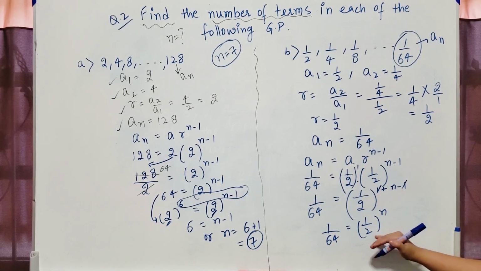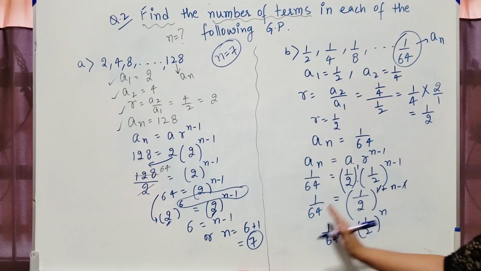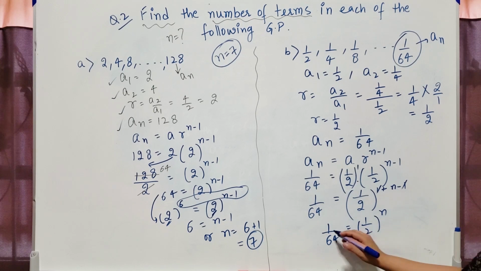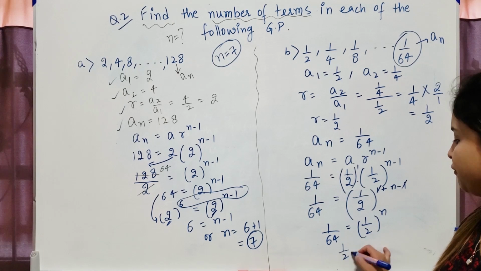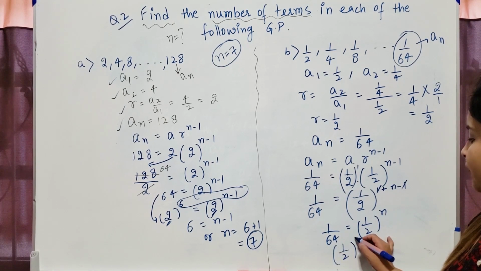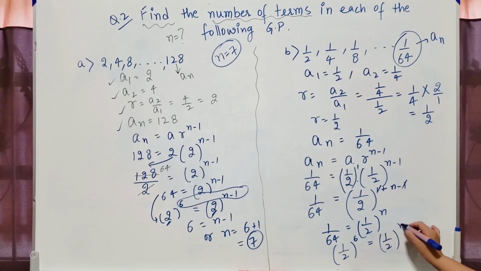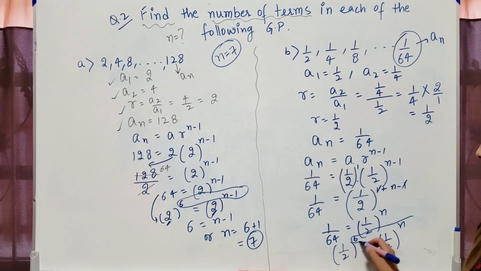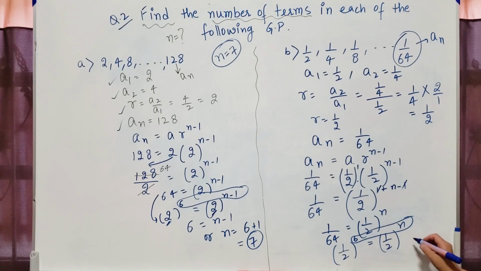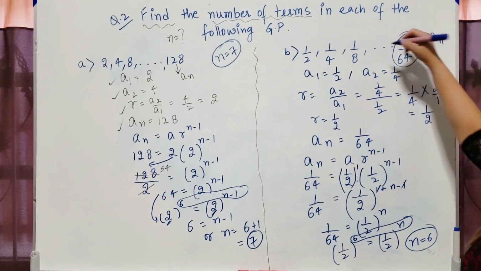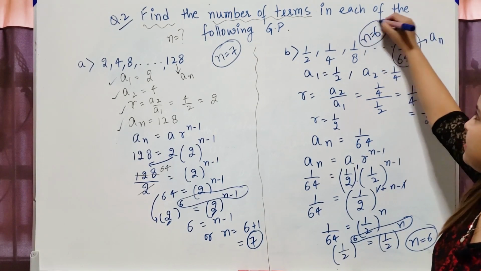Now on the right side I have 1 over 2 raised to power n. On the left side I have 1 over 64. Both the sides are equal. So I can change my 64 as 1 over 2 raised to power 6, which is equal to 1 over 2 raised to power n. Now both the sides are equal, both the bases are equal. That means the powers are also equal. So n is equal to 6. So in the second question, my n is 6.